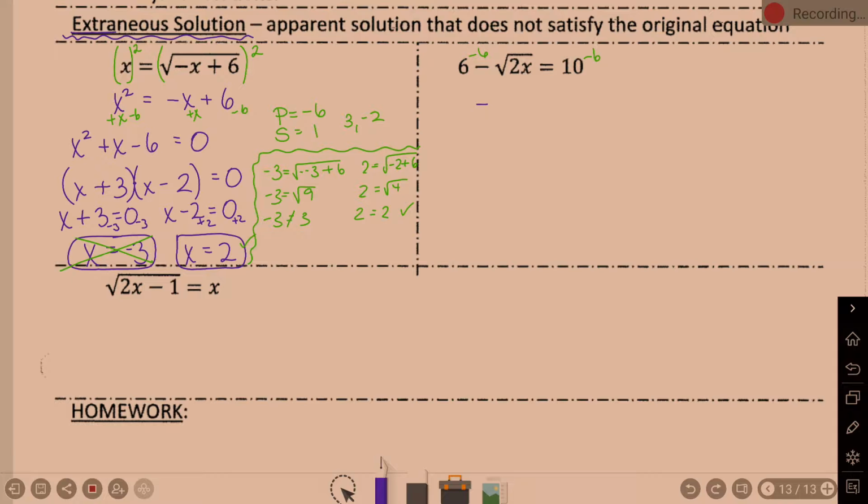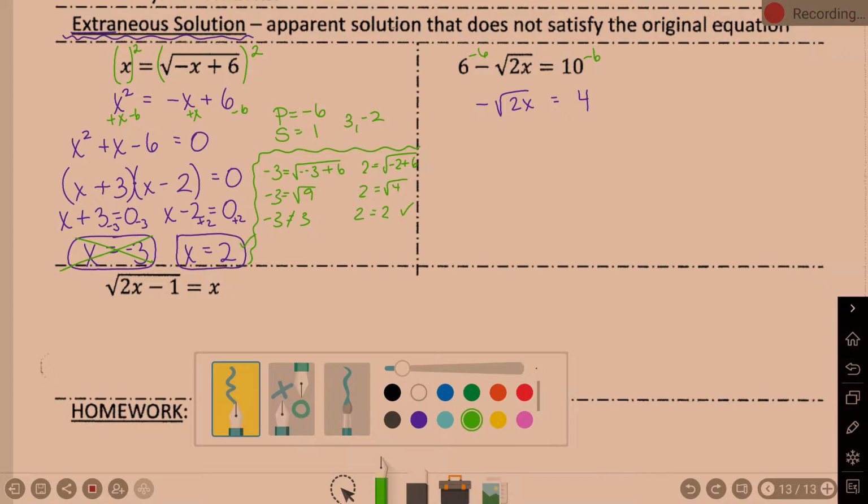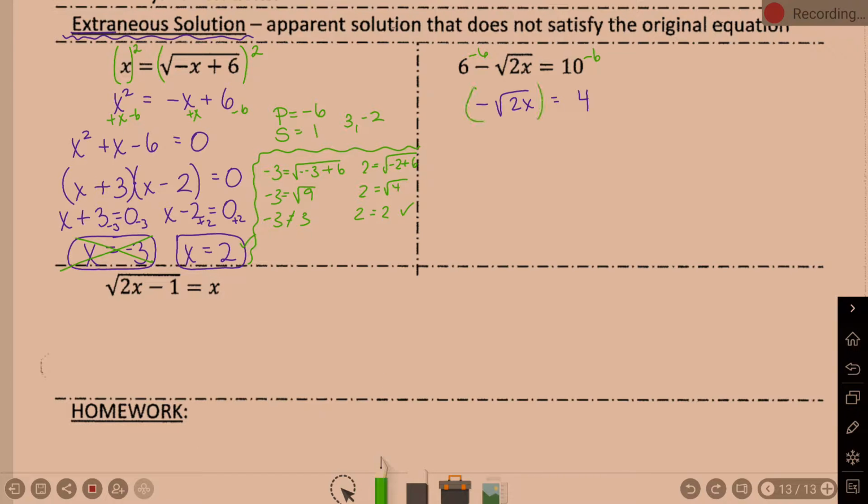So then I have negative square root of 2x equals 4. And then square. There's a negative out front of that radical. I'm fine with considering that radical to be by itself. And if not, we could divide the negative away or whatever. So the radical's by itself. Let's square both sides.